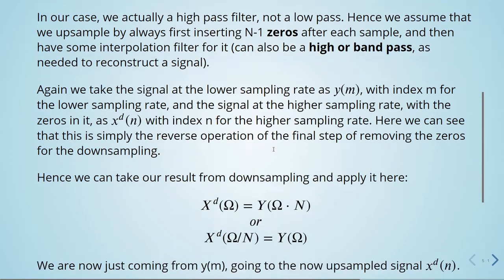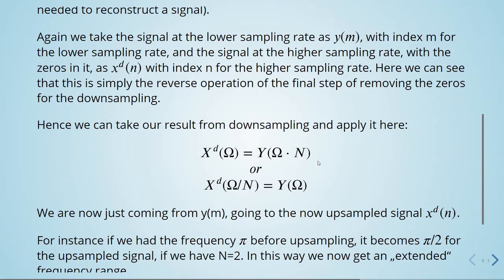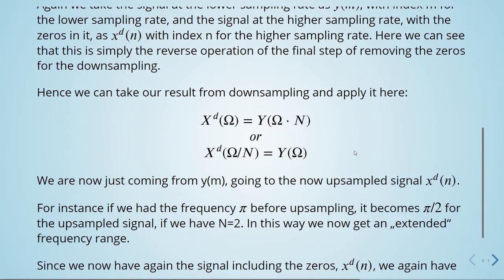So we had this thing here, and we can see that it becomes, we're now going from y of m to the upsampled signal x superscript t of n. For instance, if we had the frequency pi before upsampling, then it becomes pi divided by 2 for the upsampled signal, in case we have an upsampling factor of N equals 2. In this way we now get an extended frequency range.